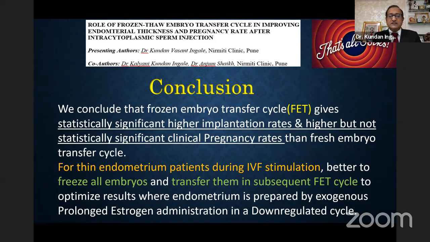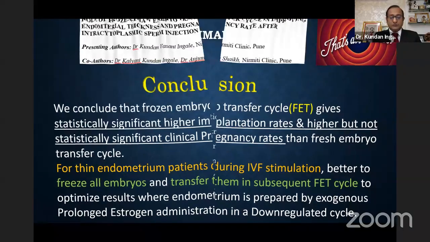So our conclusion was that the frozen embryo transfer cycle gives a statistically significant higher implantation rate and higher, but not statistically significant, clinical pregnancy rates than the fresh embryo transfer cycle. For thin endometrium patients during IVF stimulation, it is better to freeze all embryos and transfer them in a subsequent FET cycle to optimize the results, where the endometrium is prepared by exogenous prolonged estrogen administration in a down-regulated cycle. So this is also one of the strategies that can help us improve.